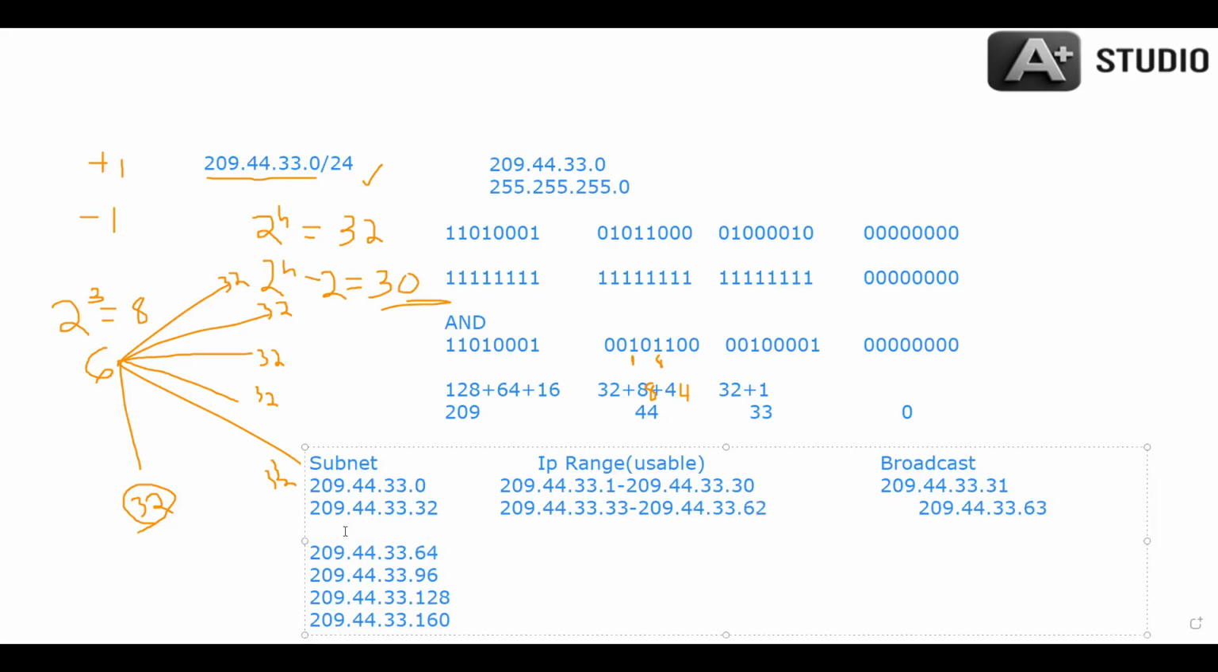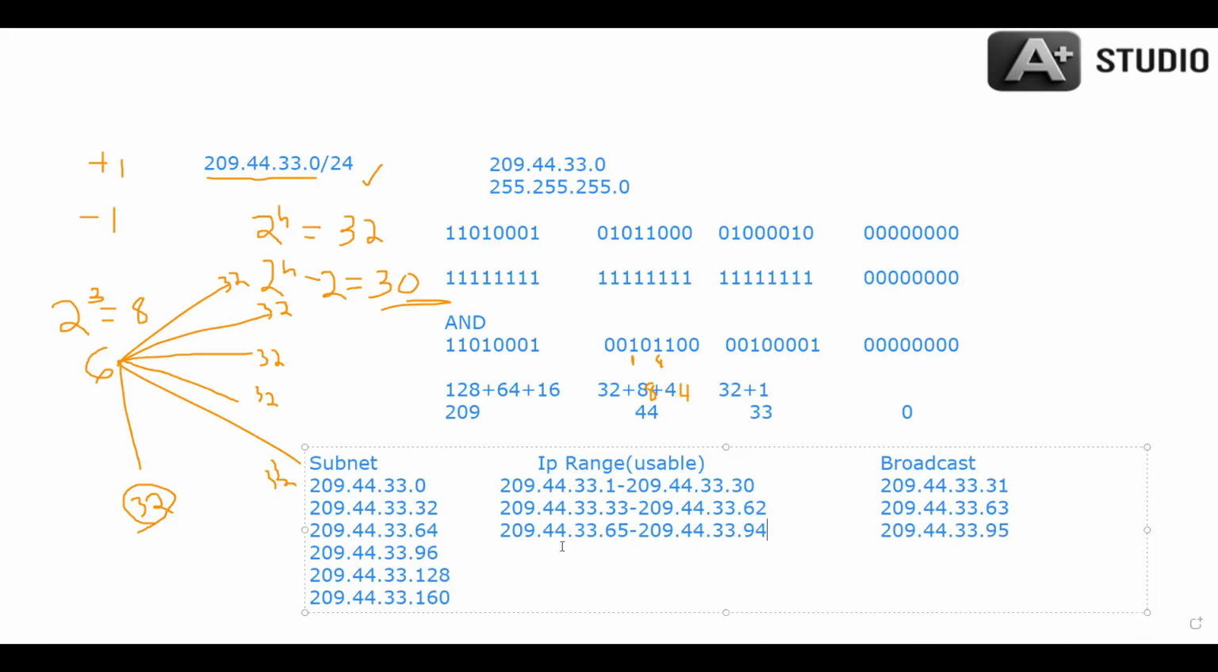So this one becomes, let's take the broadcast first. It becomes this, and then minus 1 becoming 95. So we can tell our range. This will become 65 plus 1, and then minus 1 for the other side, becoming 94. So 94.